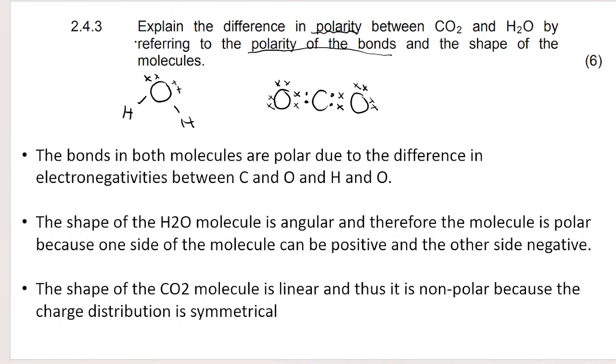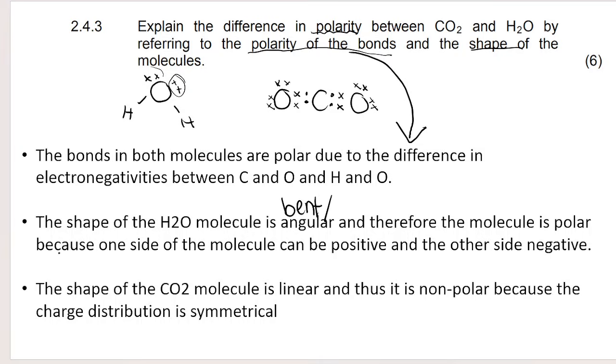So first of all, the bonds in both molecules are polar due to the difference in electronegativities, and we calculated this in the previous question. They want us to refer to polarity of bonds, so that's exactly what we do. Then they want us to talk about shape of the molecules. So I said the shape of the molecule over here is bent or angular. Either word is accepted. The reason why is because of these lone pairs over here, that lone pair, that lone pair. And the molecule, because of that, is polar, because it has an asymmetrical charge distribution.